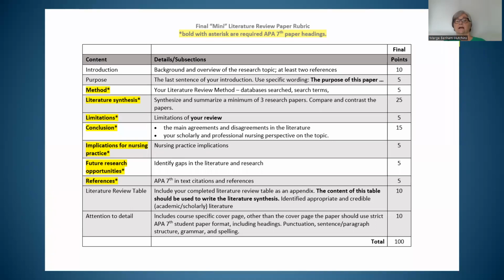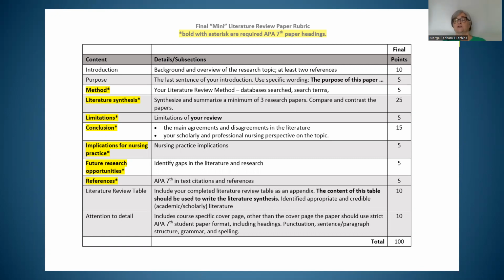So here is the actual rubric for this assignment. As you know from this class, this is very similar, where I give you the content, the details, subsections, and then the point value. The point value gives you a little idea of maybe how much effort and content, and it shows you the weight of the particular assignment component.